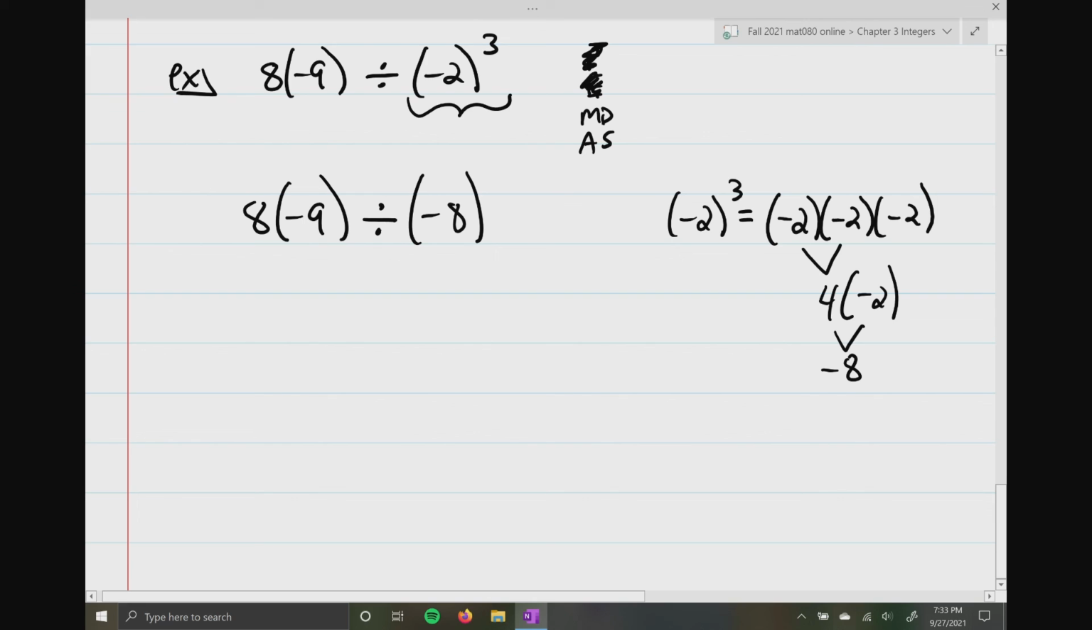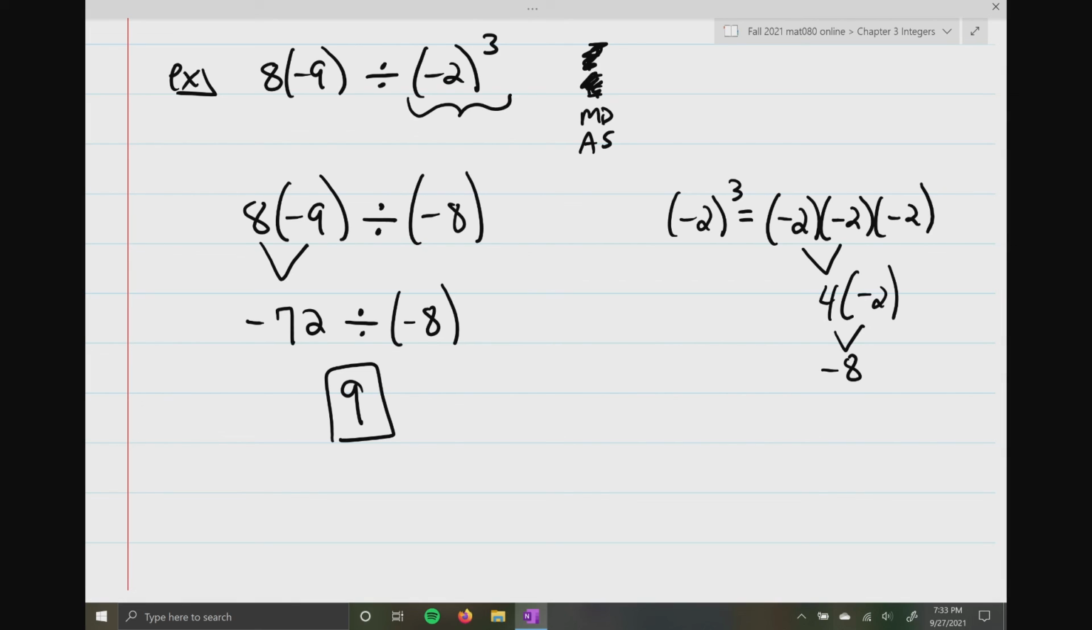Now I'm going to do multiplication and division from left to right in the order in which they appear. So I am forced to do these two first. 8 times negative 9 is going to be negative 72. And finally, negative 72 divided by negative 8. Well, the easy part, a negative divided by a negative is a positive. 72 divided by 8 is 9. And that's the hard part. You've got to know that. Okay? So we're going to do one more, and then we'll call it a day.